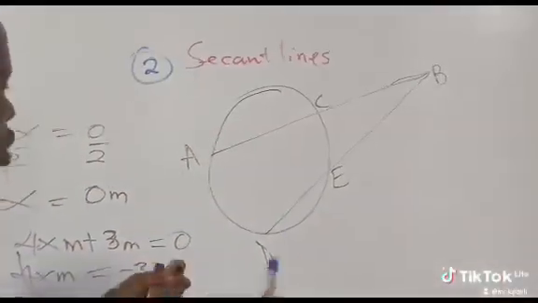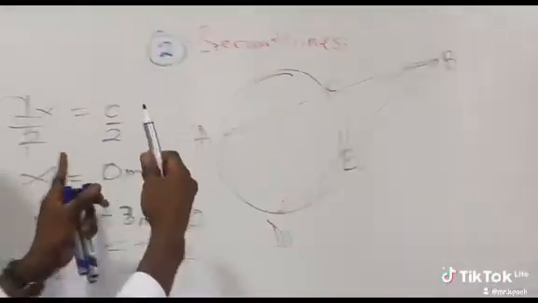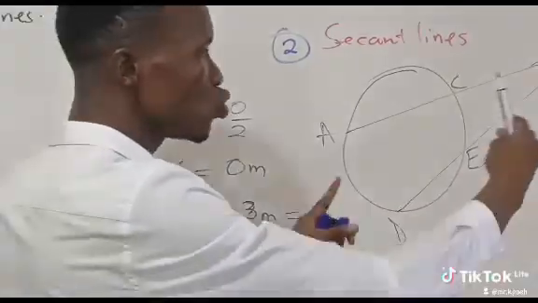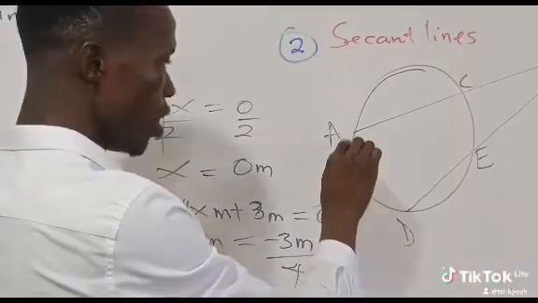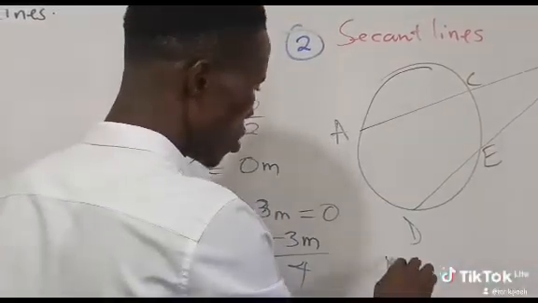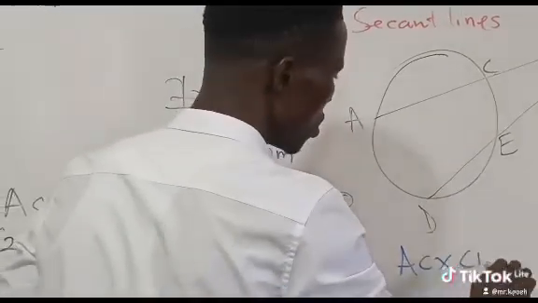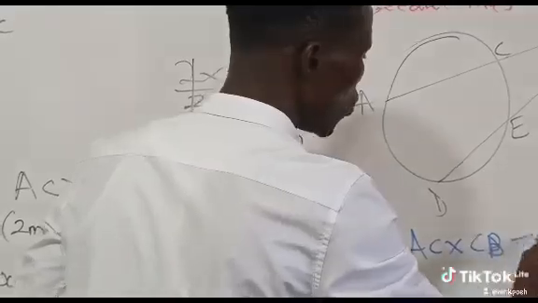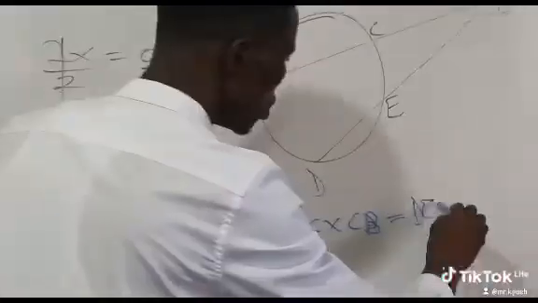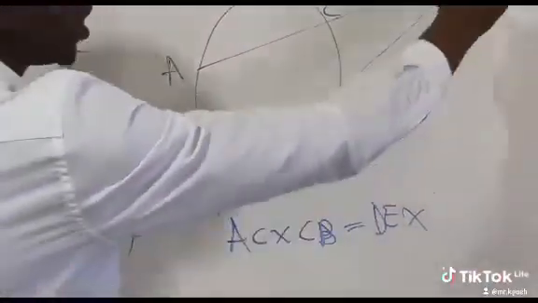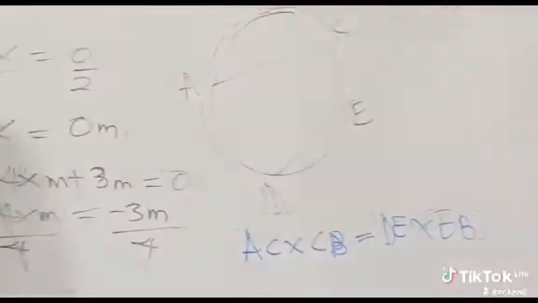Now, how do we solve the problem here? It says we take the product of the 2 secant lines, equivalent to one another. The product of the 2 secant lines is equivalent to one another. So we say AC times CB will be equal to DE times EB. This is how you work it out.